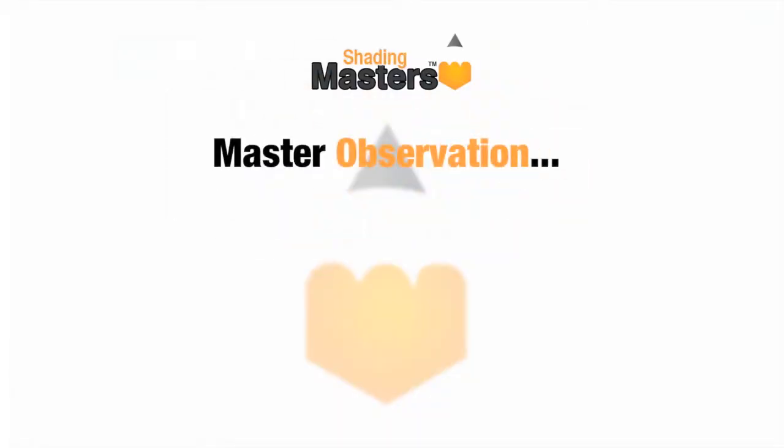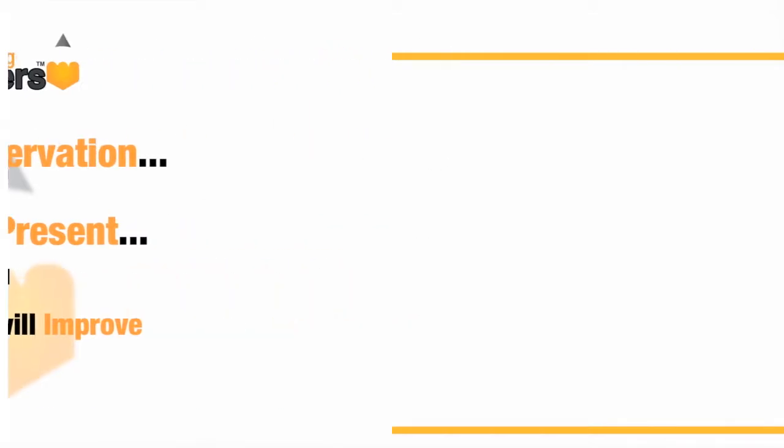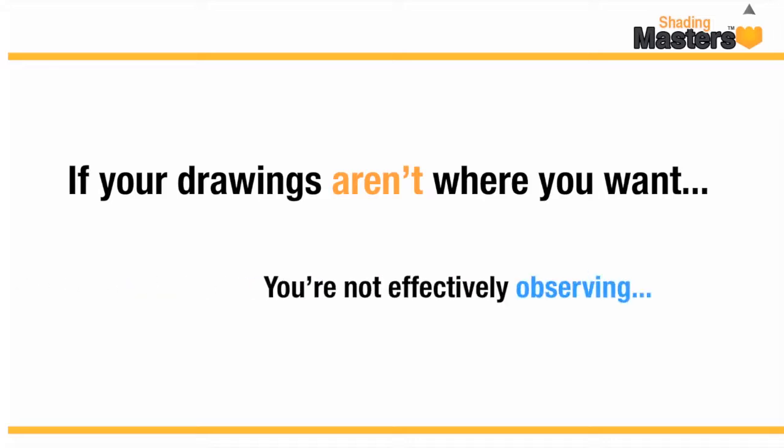So you learn to master the observational skills and be more present, and your drawings will improve dramatically. And if your drawings are not where you want them to be right now, you're probably either not effectively observing or you haven't developed the processes to help you get that done. And again, we'll be teaching that in the big Shading Masters course.